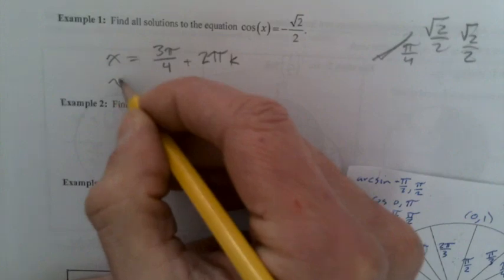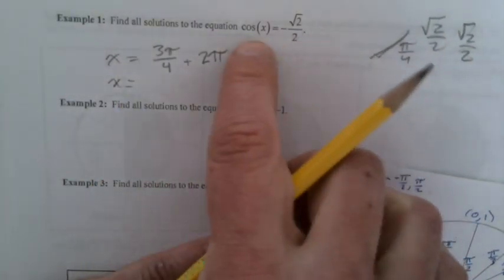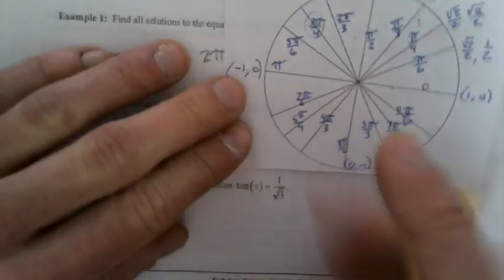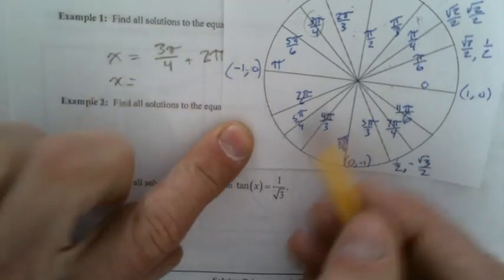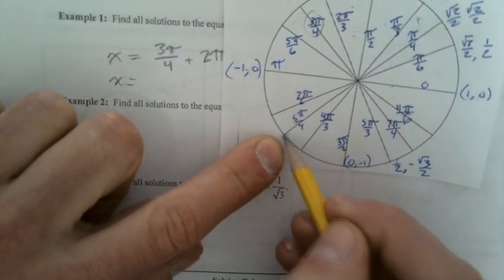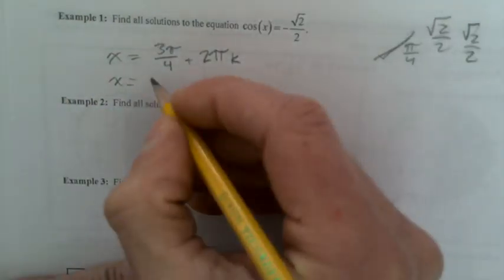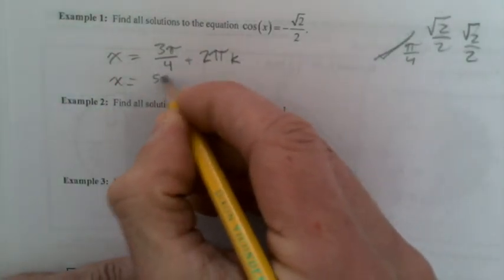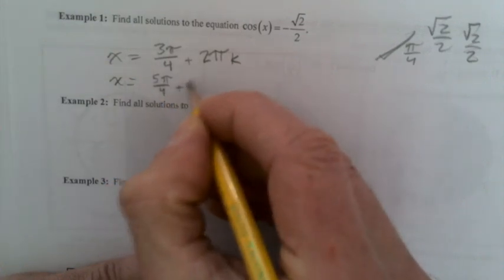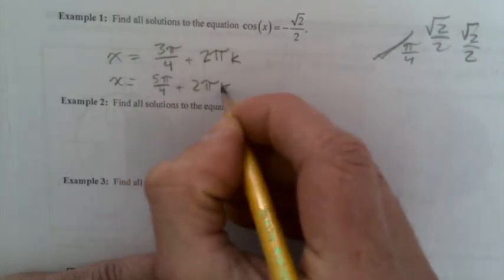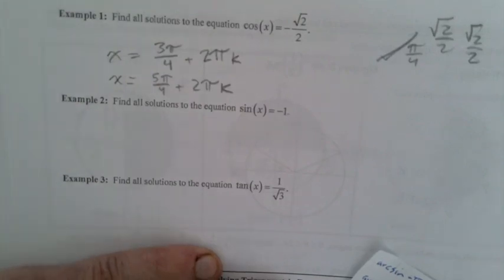Another solution for x would be, well, because this does not have any domain restrictions, I could also come down here to 5 pi over 4 for those values, and that would make both x and y negative in that quadrant. But 5 pi over 4 plus 2 pi k, there you go.